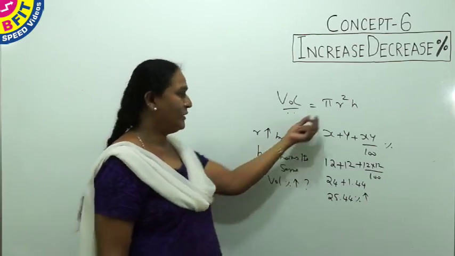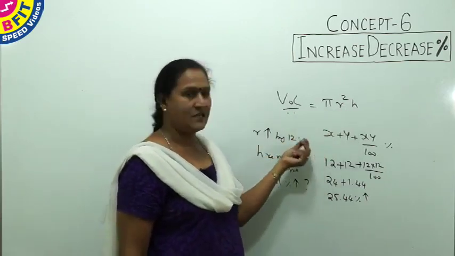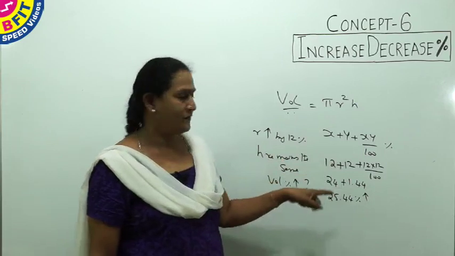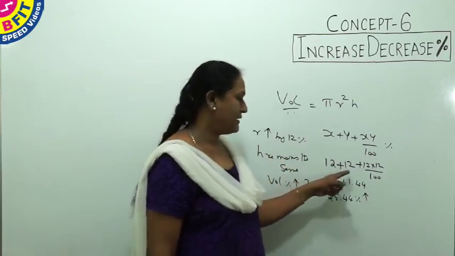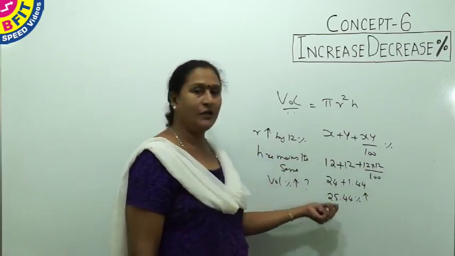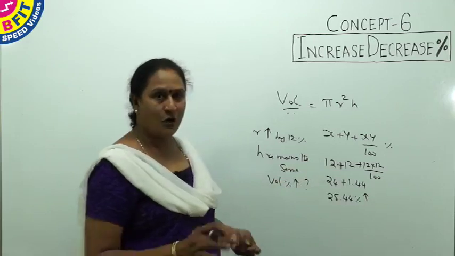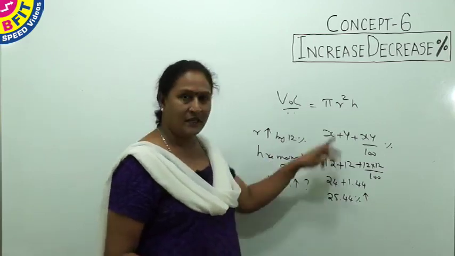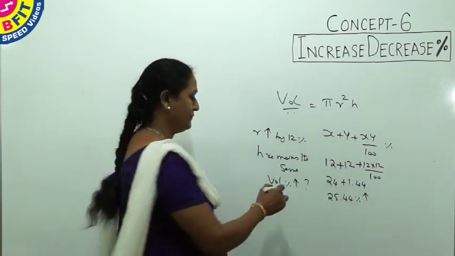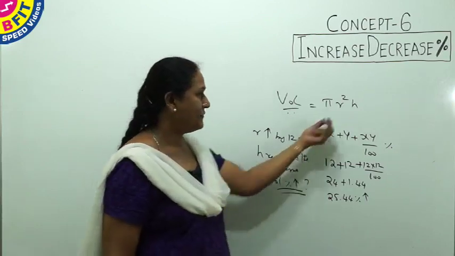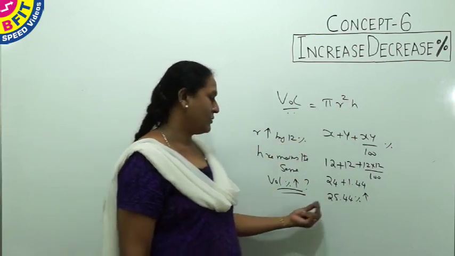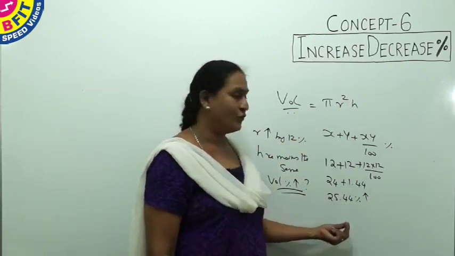So for this volume, as the height remains the same and the radius alone is increased by 12%, only two changes are there. We can use the same x plus y plus xy by 100% increase. Here both x and y take the value 12: 12 plus 12 plus 12 into 12 by 100. So the net increase is 25.44%. The volume increase is the same as the area increase, 25.44%.